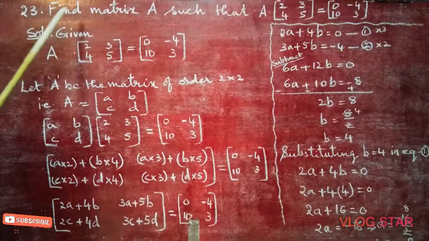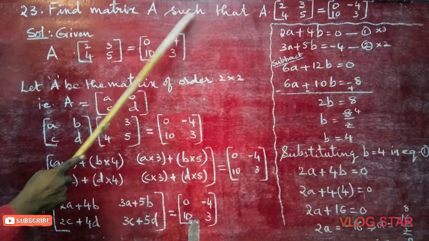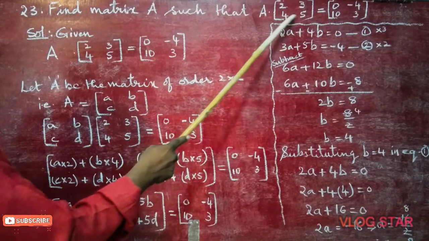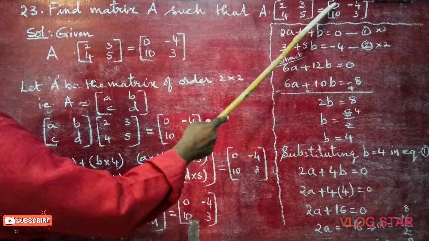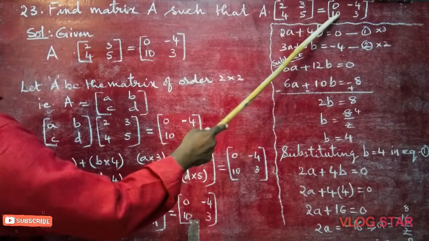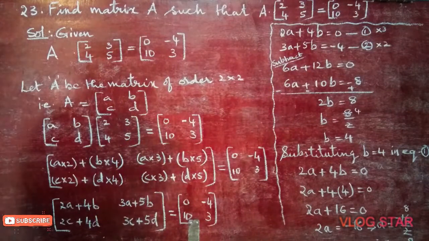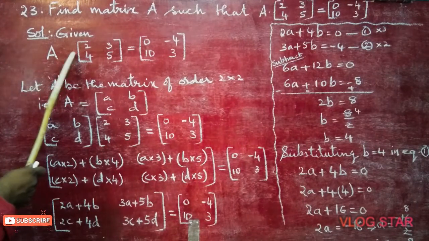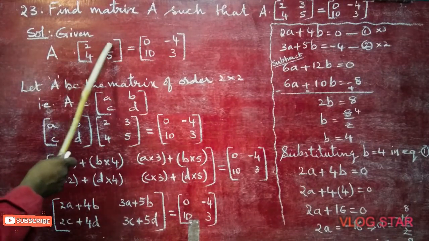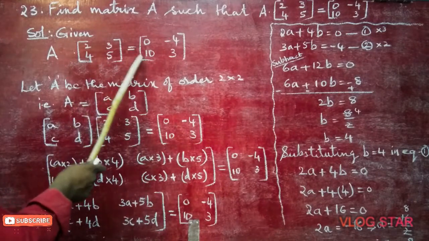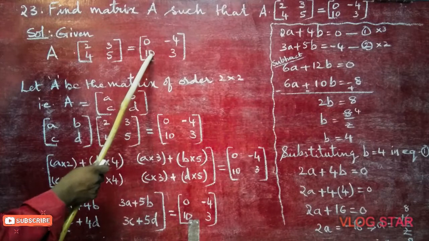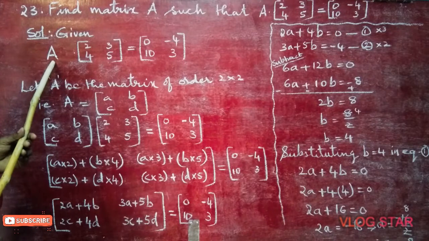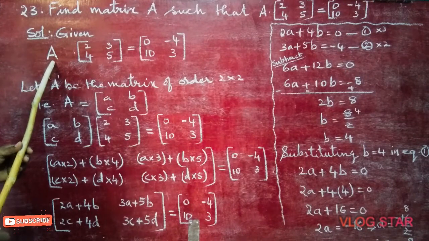Third problem. Find matrix A such that A into matrix 2, 3, 4, 5 is equal to matrix 0, -4, 10, 3. Now all of you listen carefully. Solution: given, A is an unknown matrix. A into matrix 2, 3, 4, 5 is equal to matrix 0, -4, 10, 3. Now we have to find the order of the matrix A.